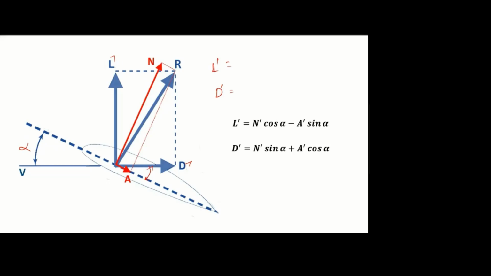Anybody? So the free stream velocity and the chord line, the angle is alpha, angle of attack. And what will be the angle here between this chord line and the drag? Are you listening or not? Yes, sir. Yes, sir.